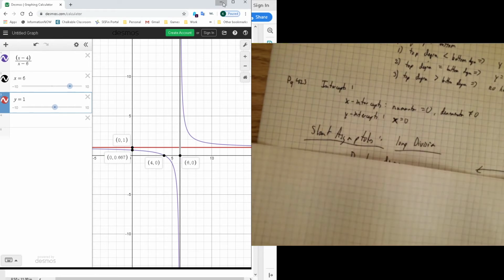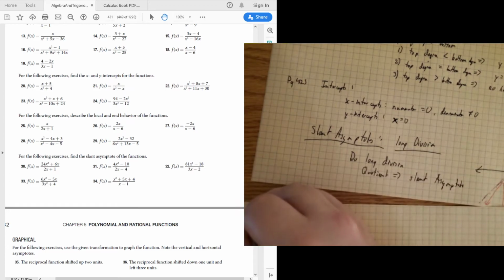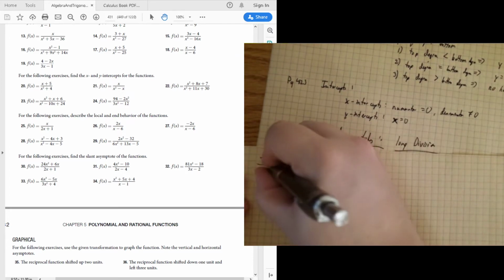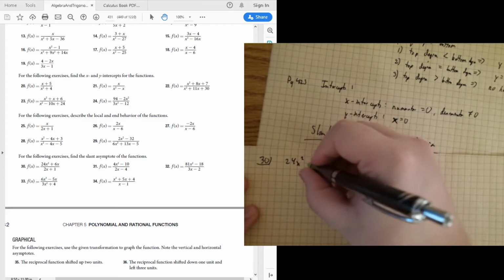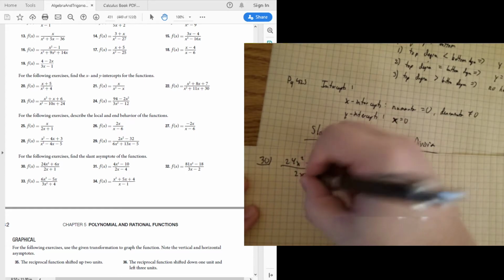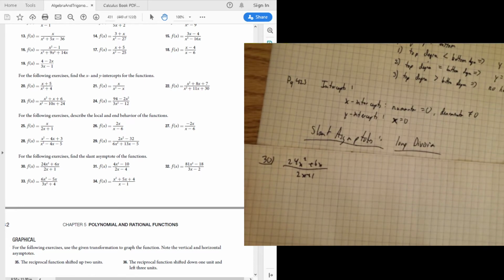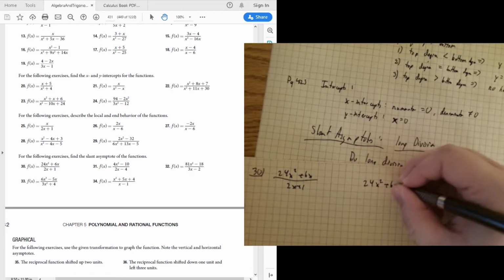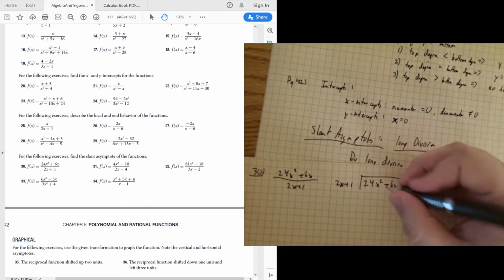So let's look now at number 30. On number 30, we have the following equation: 24x squared plus 6x divided by 2x plus 1. All we have to do to find the slant asymptote is do long division. So we take 24x squared plus 6x, and we're going to divide this by 2x plus 1.